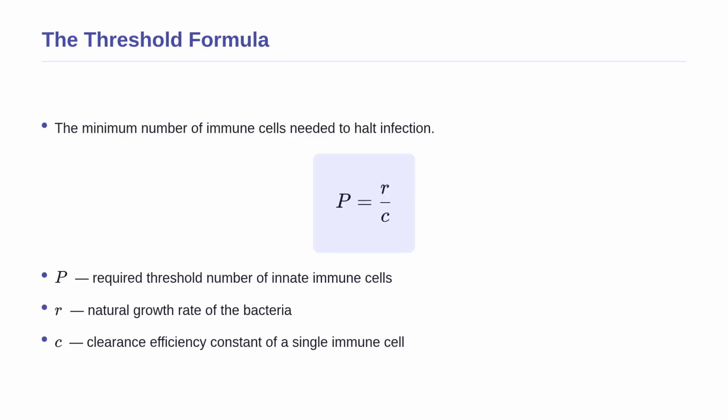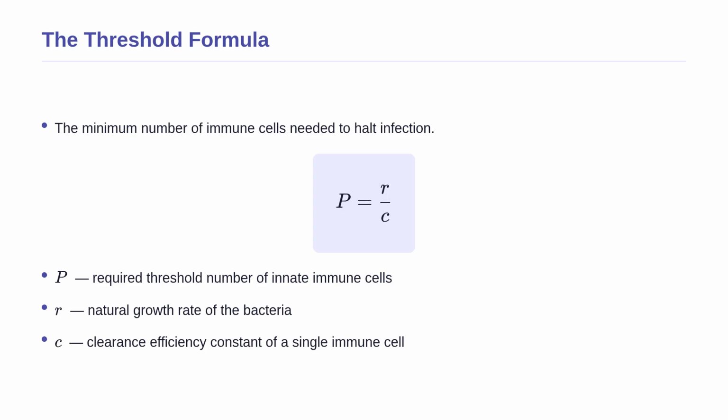To find that exact tipping point, we use the threshold formula. The formula states that P equals R divided by C. Here, P is the required threshold number of innate immune cells, such as macrophages, needed at the site of infection. The variable R is the natural growth rate of the bacteria, and C is the clearance efficiency constant of a single immune cell. Conceptually, this beautifully simple relationship tells us that the required number of defenders depends entirely on how fast the bacteria reproduce and how efficiently a single defender can destroy them.